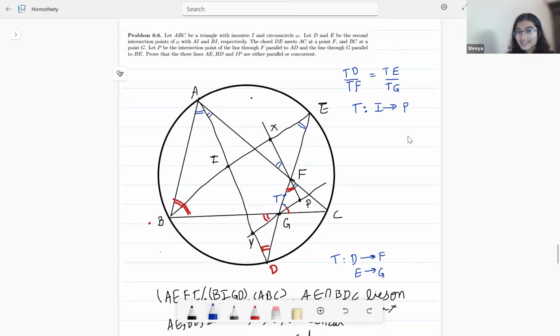in view of these circles? T lies on the radical axis. Yeah, exactly. So T lies on the radical axis, and now we have AI goes to FP and BI goes to GP under the homothety. So I must go to P, which means that I, T, P are collinear. Why does AI go to FP? Because D goes to F and AD is parallel to FP by definition.